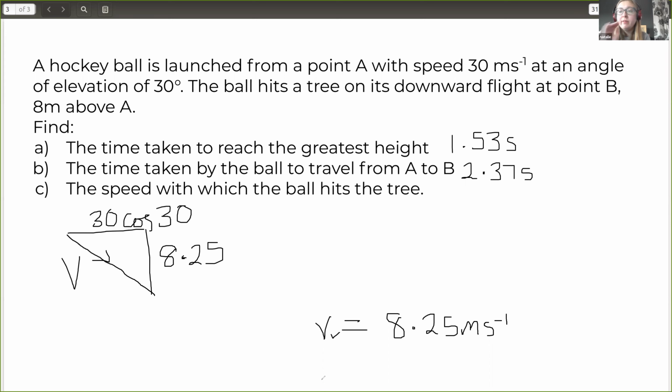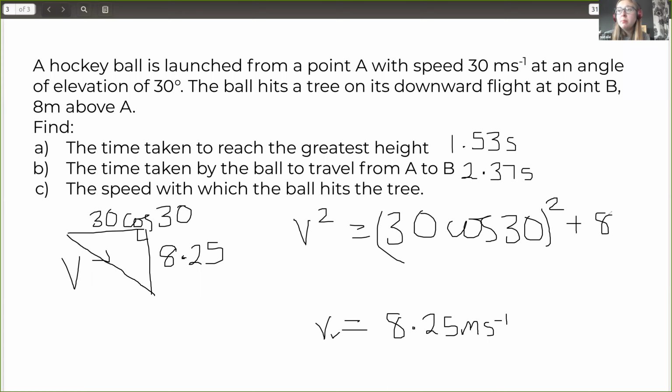I'll put that as a little v, V vertical, which means that we can use Pythagoras, because this is a right-angled triangle, to say that big V squared is equal to 30 cos 30 squared plus 8.25 squared. And we end up with V is equal to the square root of that, which works out at 27.3 meters per second. And that would be the speed with which the ball hits the tree.